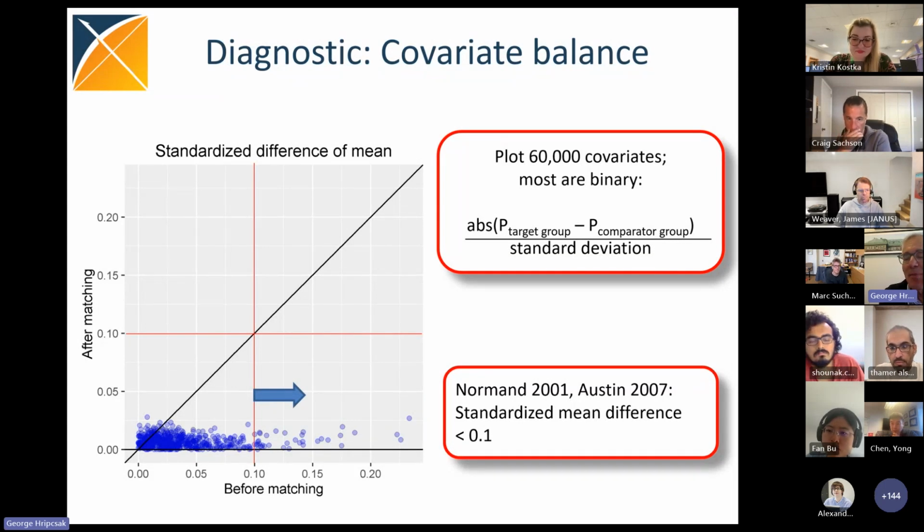Norman and Austin came up with a threshold that said, well, if you have a larger and larger database, you're going to detect smaller and smaller imbalance, which we don't care about. It's not going to cause a big problem. Let's pick a threshold like 0.1. So we say 60,000 variables or 5 variables, whatever it is. Are any of them greater than 0.1? If they are, it's imbalanced, and we don't think that the study may not be valid.